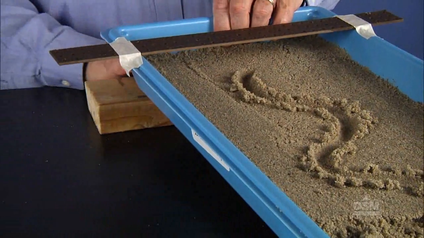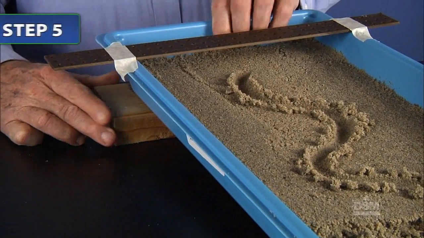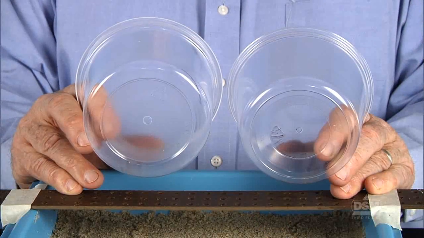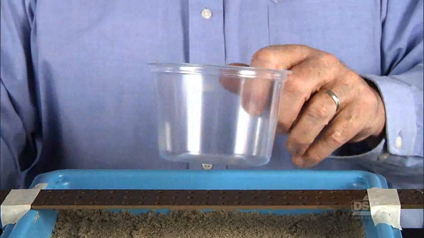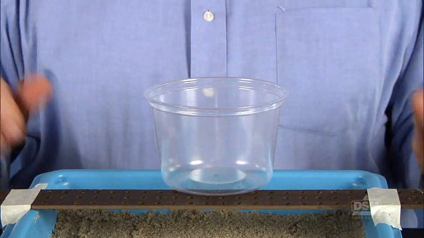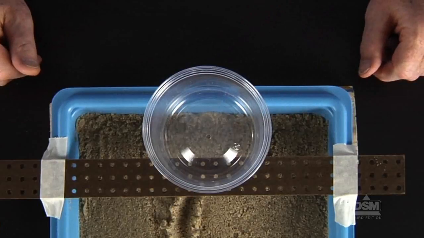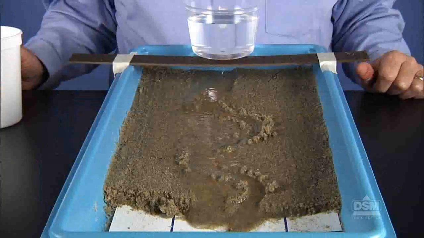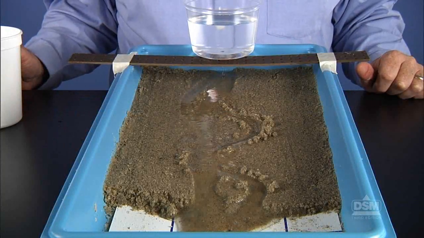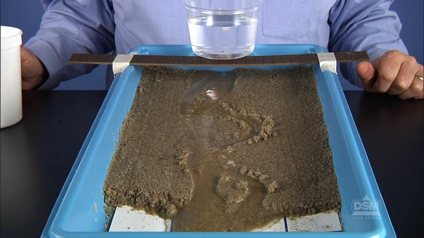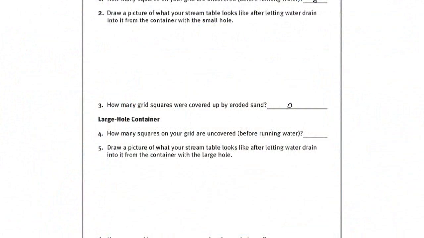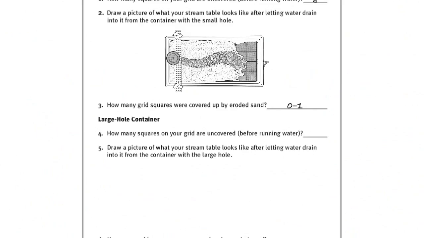Next, instruct each team to elevate the sand-filled end of their stream table 4 centimeters. Have the teams balance the plastic container with the small hole in the bottom between the pegboard and the edge of the stream table. Remind them to position the container so that the hole is directly over the start of the meander. Invite them to fill the plastic container with water, allow it to drain into the stream table, and observe the erosion. Tell them to record their observations on Activity Sheet 6.